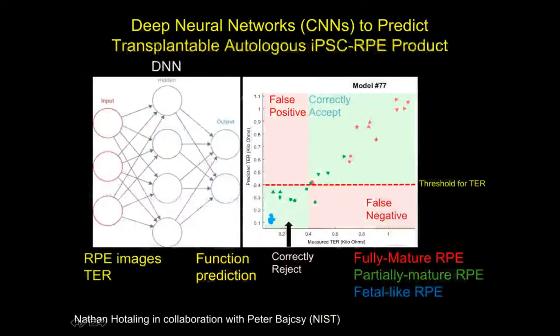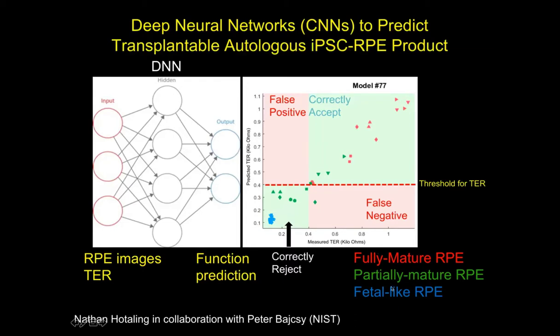I'll show you one data point for this. Again, you have already seen what we did, a deep neural network in which we trained the network for RPE images and TER and asked it to predict the function of the cells after it was trained. Here's an example of one data set.